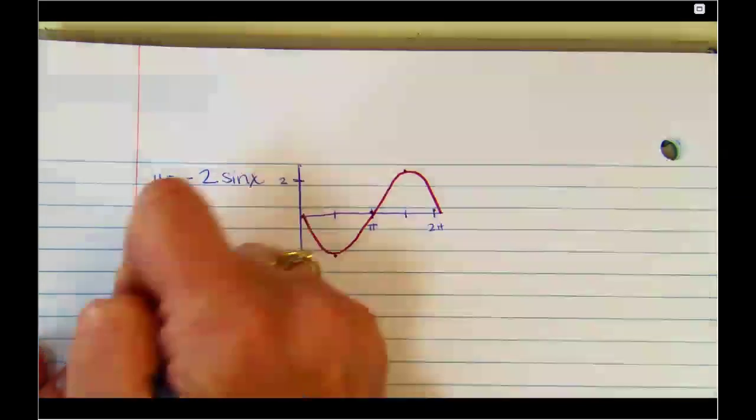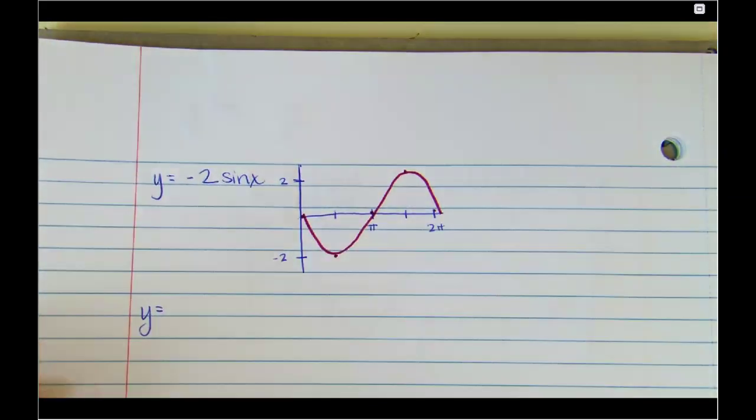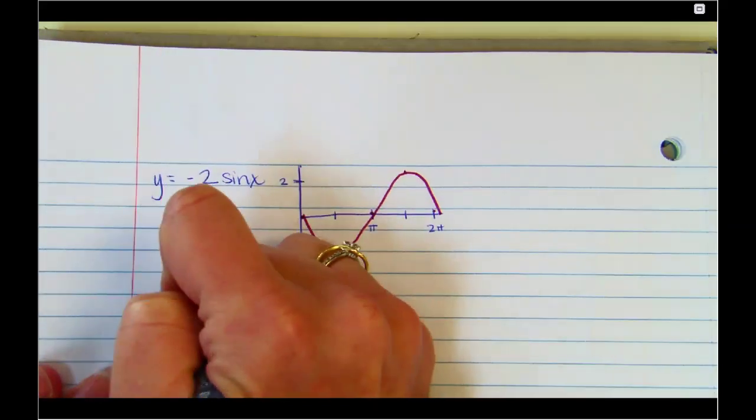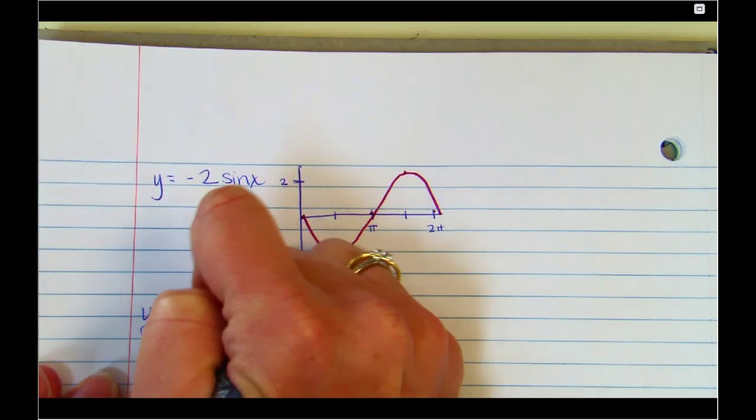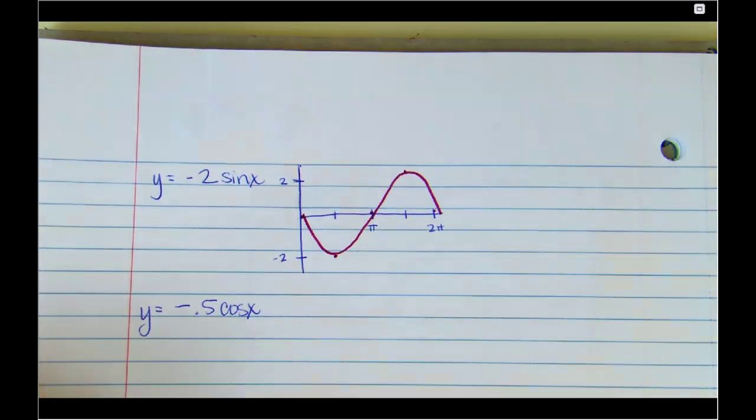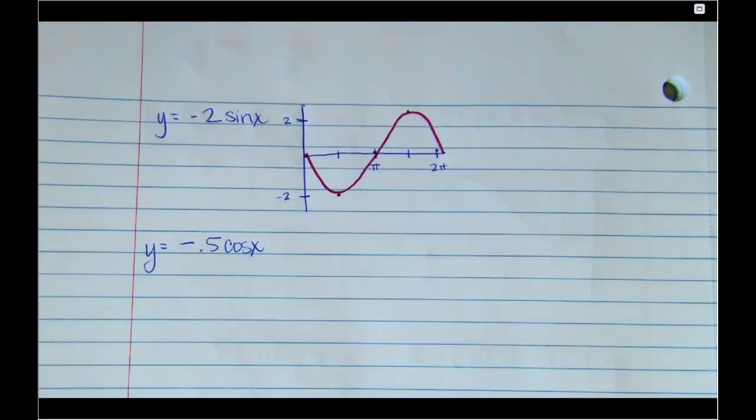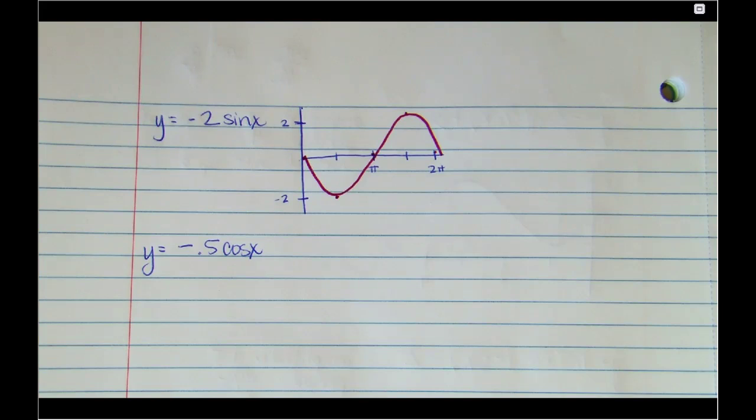Okay. Let me have you graph -0.5 cosine x. Okay, then we're going to do two more, and then we'll move on to our next transformation. No, one more after this one. We'll see what we got.